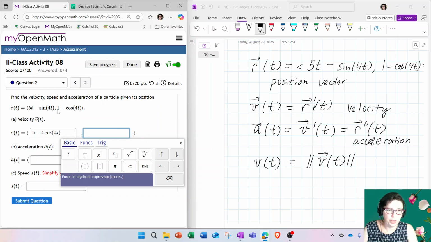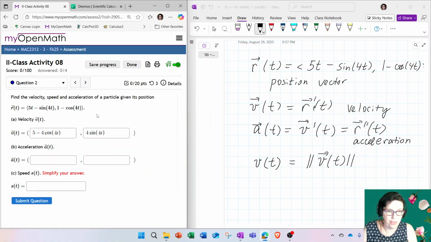Let's do the y component. So 1 is a number. Derivative of any number is 0. Remember, if the number is added or subtracted to a function, then it becomes a 0. But if it's multiplied, then you keep the number. In this case, it's added or subtracted, so that's going to be 0 minus. Derivative of cosine is actually negative sine, so that'll make this a plus sine 4t. And again, because of chain rule, there's going to be a 4 in the front. Okay, so that's finally the velocity.